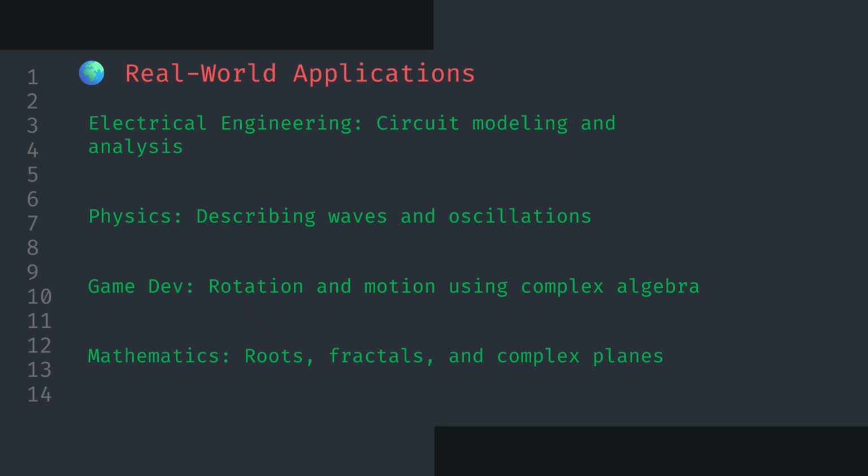Complex numbers aren't just for math class, they're everywhere. In engineering, they're used to model circuits and alternating current. In physics, you'll see them describing wave behavior. They even show up in game engines for smooth 2D rotations. So mastering complex arithmetic gives you an edge in many technical fields.